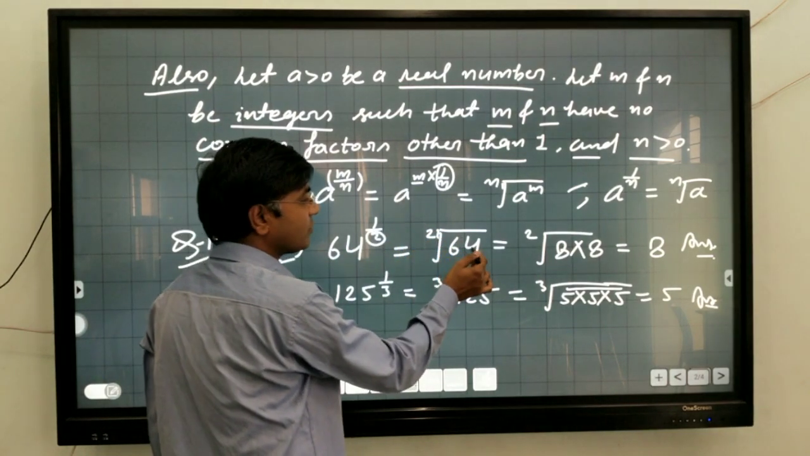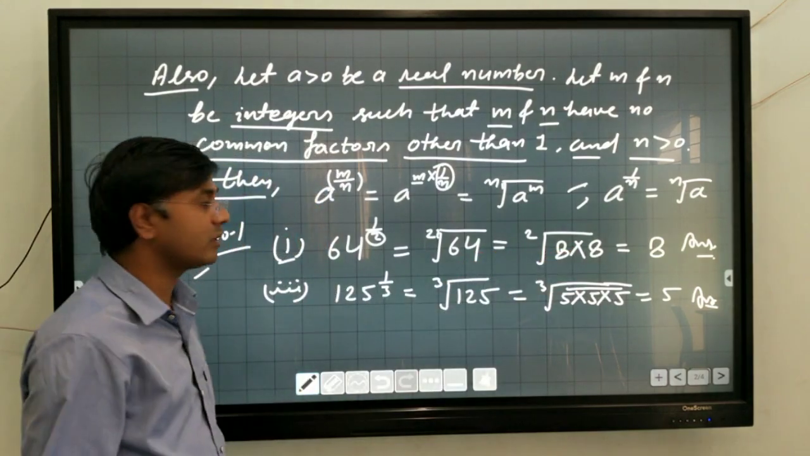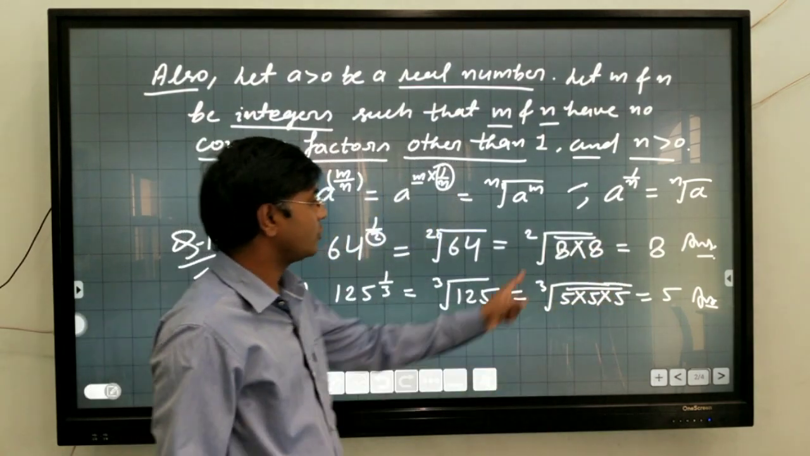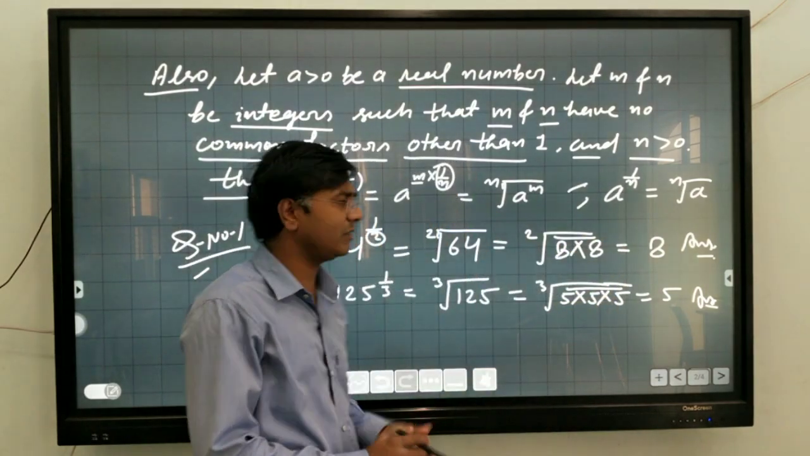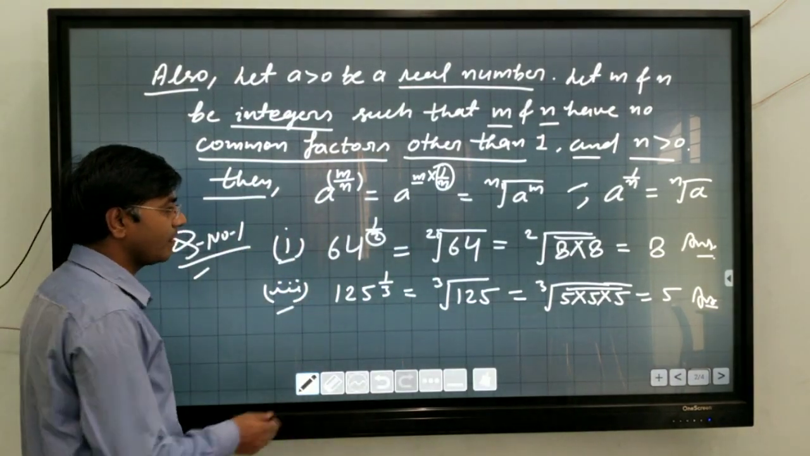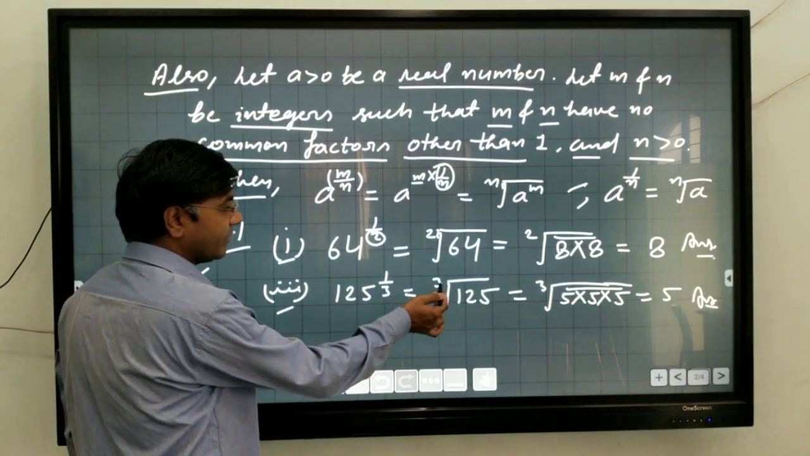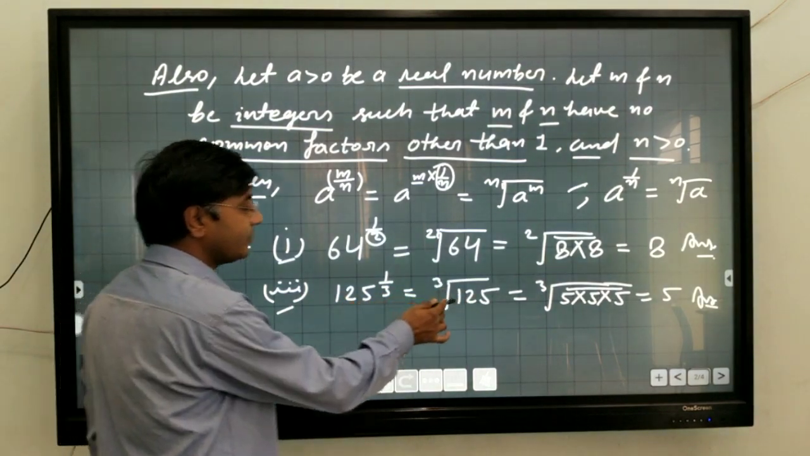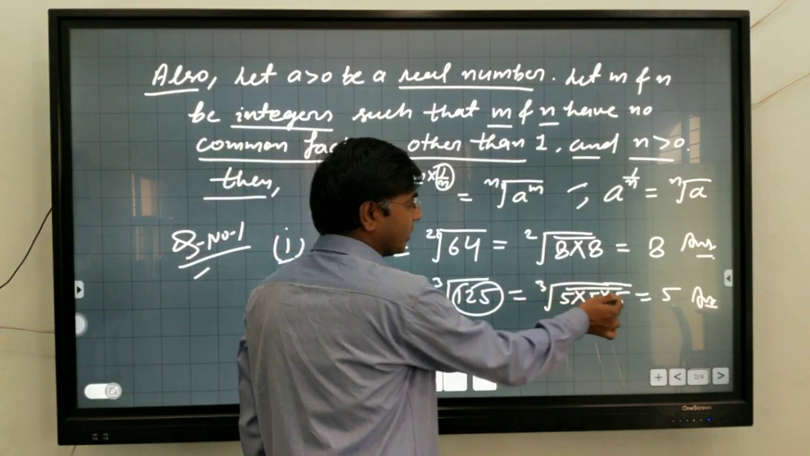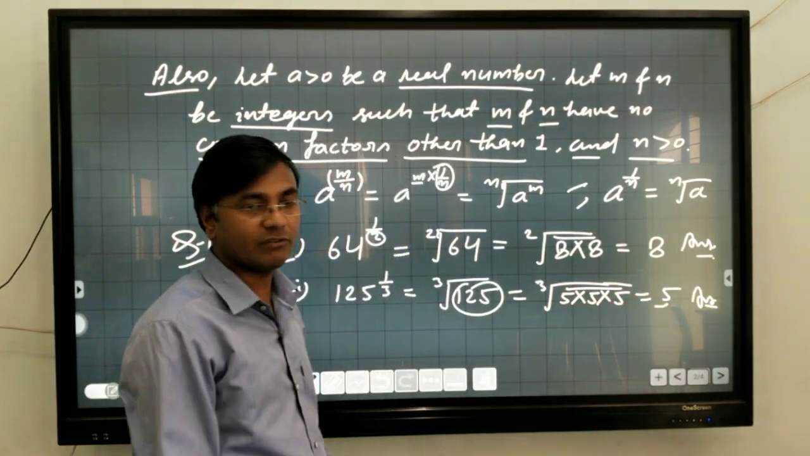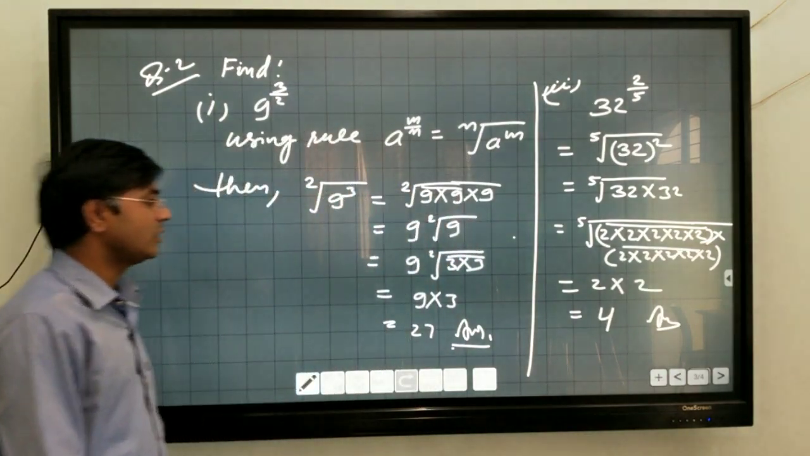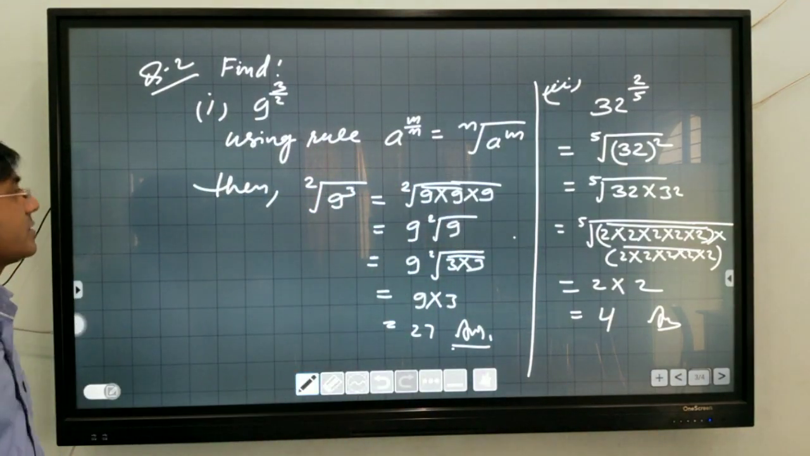And now root 64 is what? We can write 64 as 8 into 8. So this is a simple square root, and we take only one 8. You studied square root in class 8 also. Same as next, 1 by 3. So 3 will come here under root, 125. Factorize 125, and there is power 3, so we make groups of 3, and it is 5 only. Okay, this is called the cube root. So whatever root is there, we will take that same size of group.